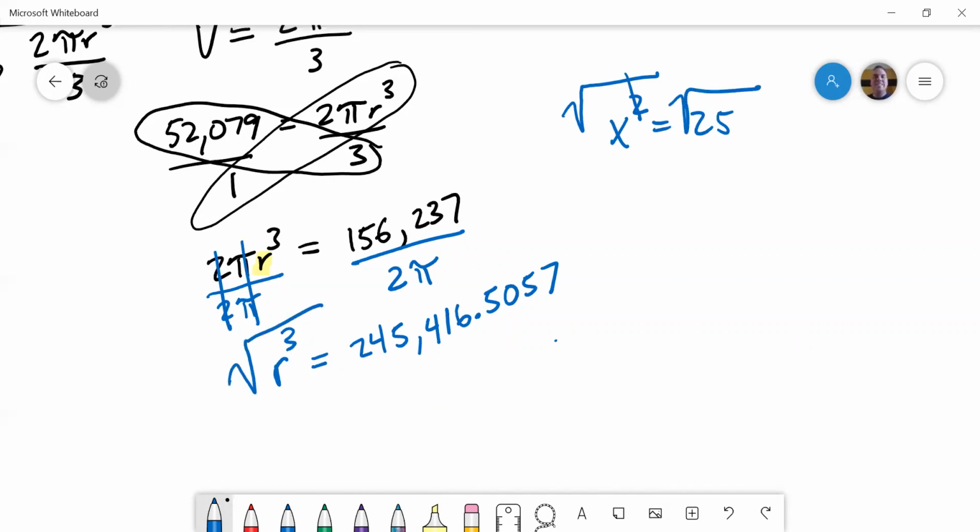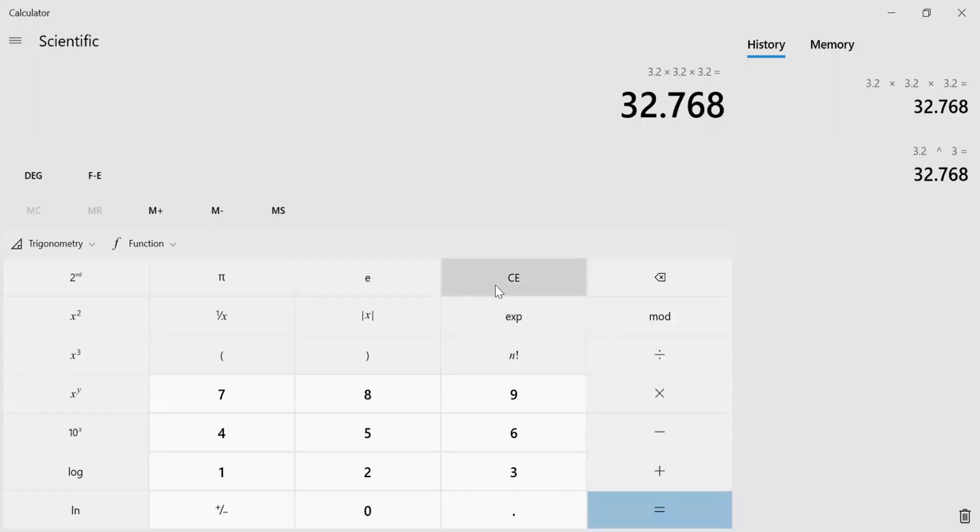So I'm going to take the cube root of both sides here. So that long funky number in your calculator, we got to do the cube root of that. So I'm going to show you guys how you can do that on the calculator. So let me share my calculator real quick. Share calculator. Okay, you guys should be able to see my calculator now.